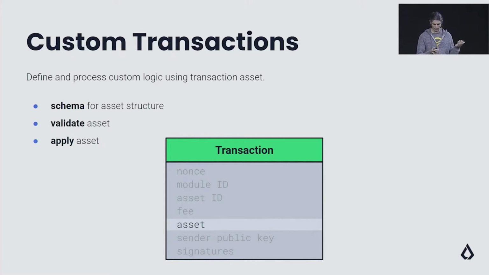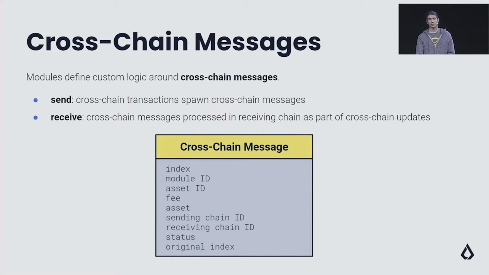logic. But with interoperability comes a new data structure that we're introducing, cross-chain messages. And in the same sense in which transactions trigger a state transition in a blockchain, cross-chain messages are used to trigger a state transition in a different blockchain. Modules will define the custom logic around cross-chain messages. In particular, the custom logic around sending a cross-chain message. So a cross-chain transaction will be able to spawn one or multiple cross-chain messages.